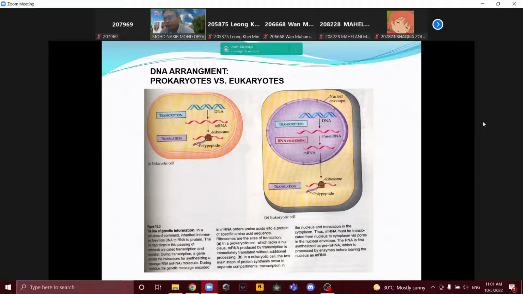Then the protein will be further folded into the tertiary structure to become a functioning protein. Okay, the activities are located here, not inside. Inside is just DNA and mRNA transcription. While in the prokaryotic cells, everything is taking place at the same time. Okay, so there will be traffic jams. But it's very efficient.